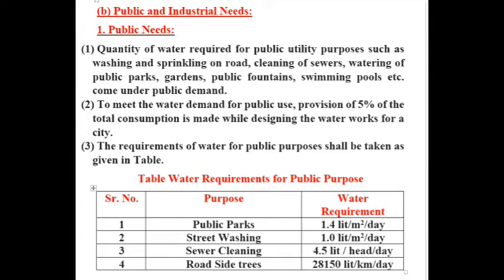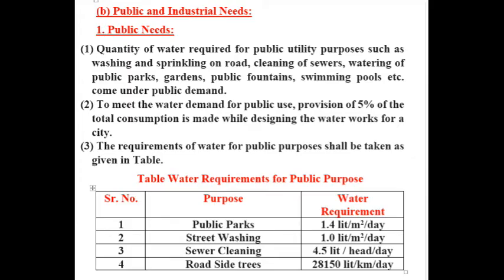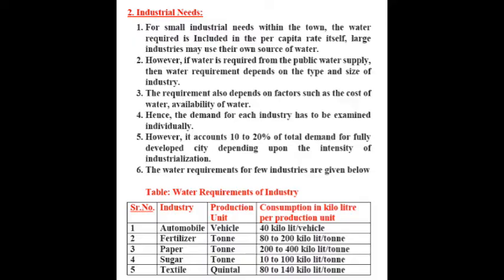Second point is to meet the water demands for public use, provision of 5% of the total consumption is made while designing the water works for a city. The requirements of water for public purposes shall be taken as given in table. Here, purpose and water requirement is given in the following table. This public needs includes water for public parks, street washing, sewer cleaning, and roadside trees.